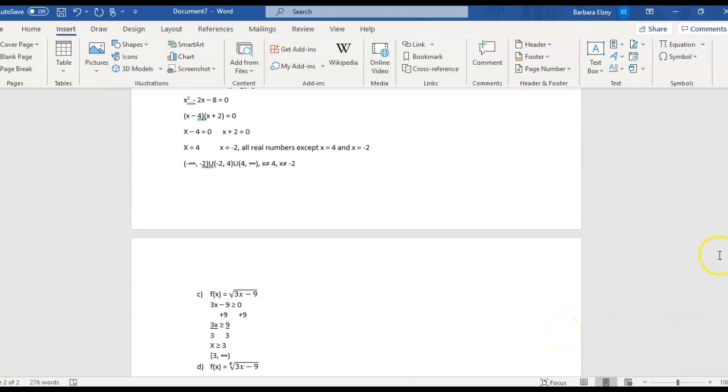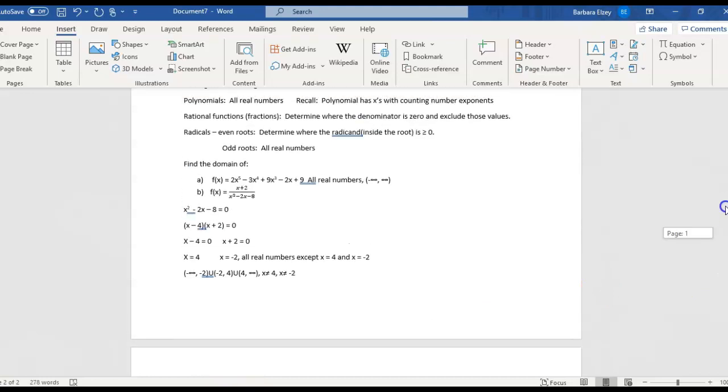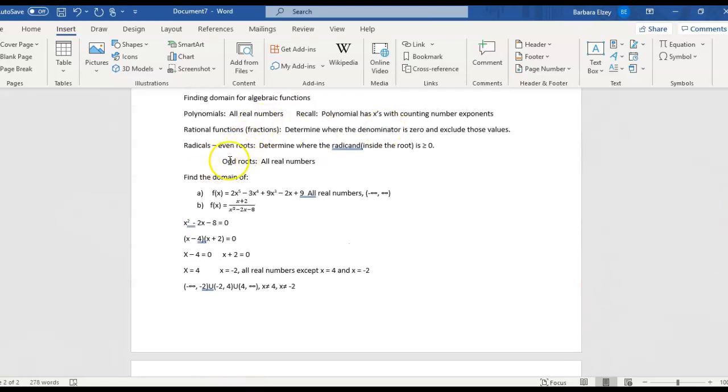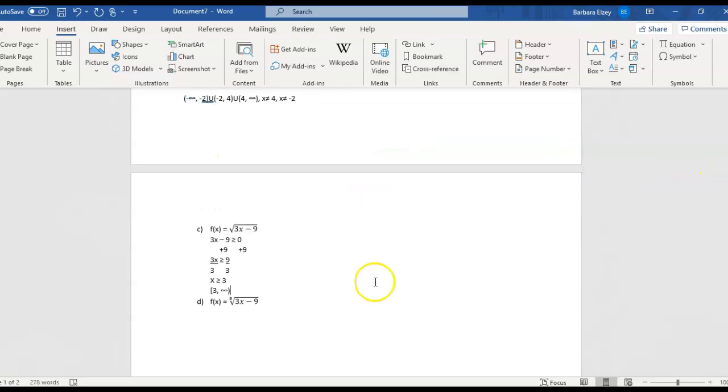All right, now D is actually an easy one, and this is very small, kind of hard to see, but that is a cube root or a third root, a 3 there for our root. And notice odd roots, our domain is all real numbers. So this one's easy. It's all real numbers. Or, as we did with the polynomial, we might need to put negative infinity to positive infinity instead of all real numbers.